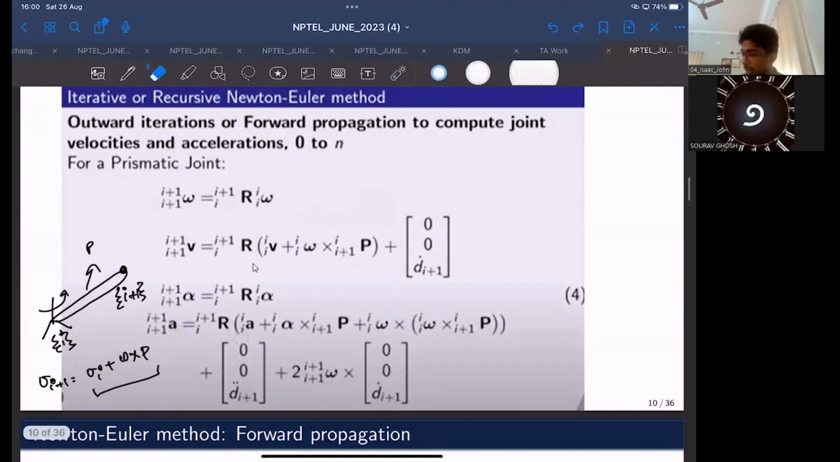We have a term over here, term 1, term 2. This is the tangential acceleration, alpha cross r. This is the radial acceleration, omega cross omega cross r. This is something called the slip acceleration, d_{i+1} double dot, and this is what we call the Coriolis component, 2 omega cross this term, d dot.